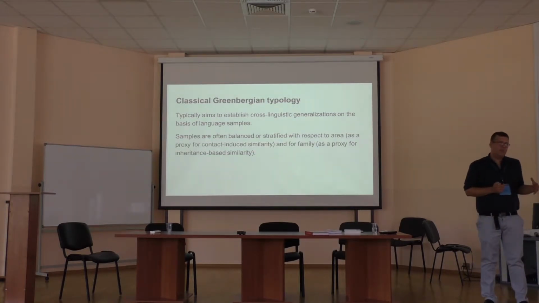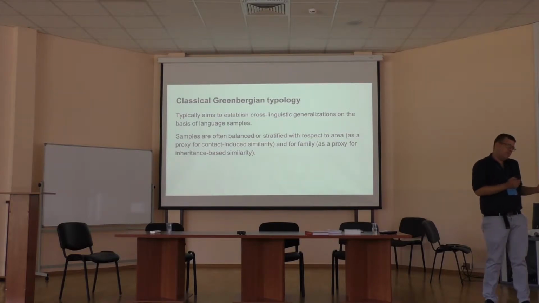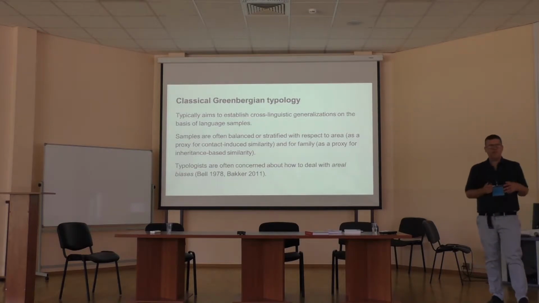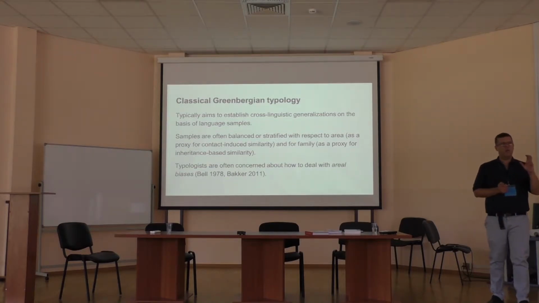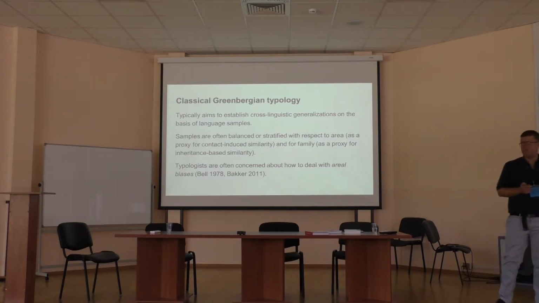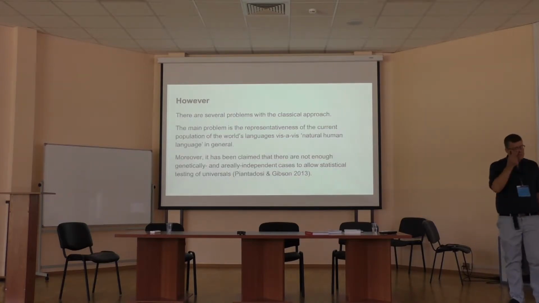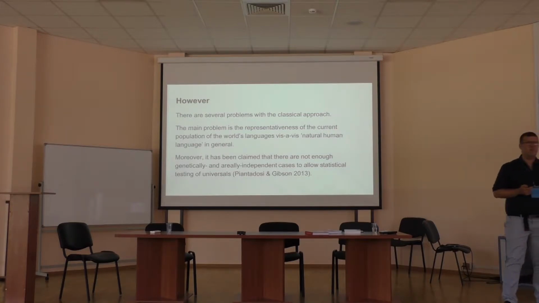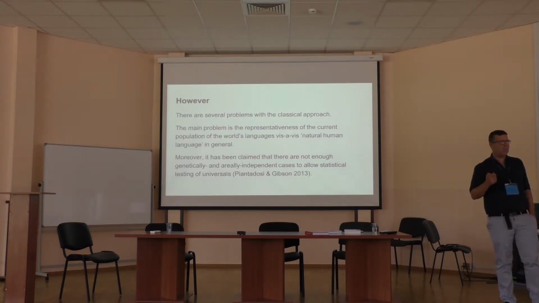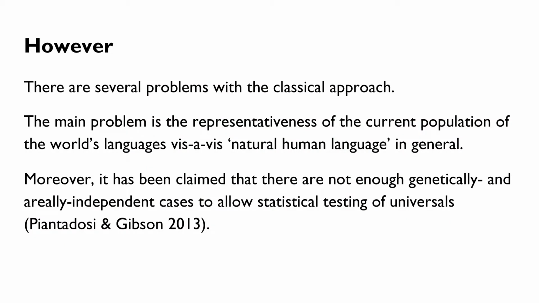Why? Because languages can be more similar to each other because they inherit in some property or because of language contact. So again, the typical approach has been to get rid of what they call areal biases. And this is a very deep thread in classical Greenbergian typology. But there are some problems with this. And the main problem is that today's population of languages in the world cannot be assumed to be representative of human language in general, right?